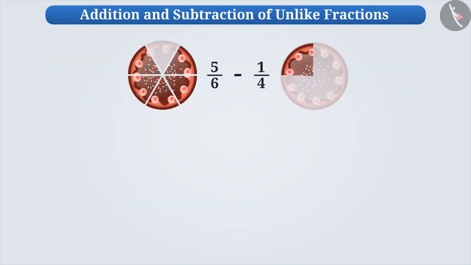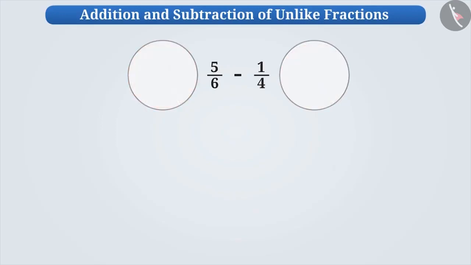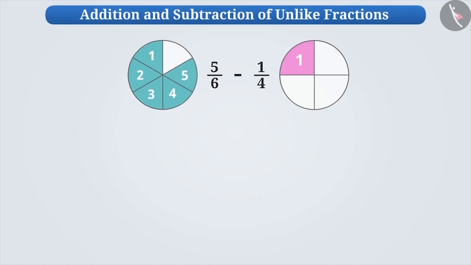First, we make two equal circles to represent the cake. To represent the fraction 5 by 6, we will divide the first circle into 6 equal parts and shade 5 parts. Similarly, to represent the fraction 1 by 4, we will divide the second circle into 4 equal parts and shade one part. Since the number of parts in these circles is not equal, we cannot subtract 1 by 4 from 5 by 6. So first, we make the number of parts equal.